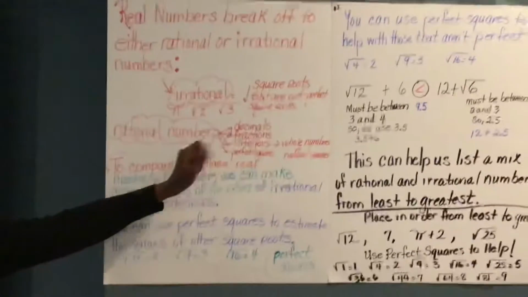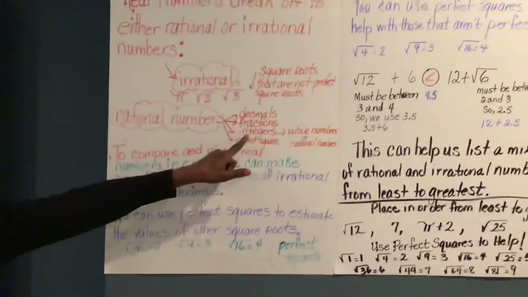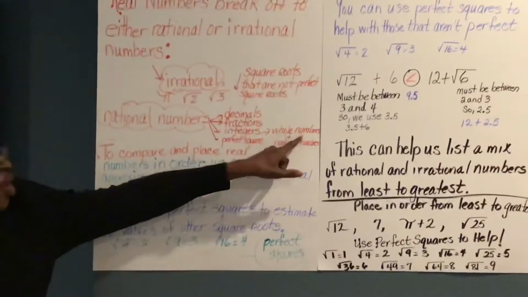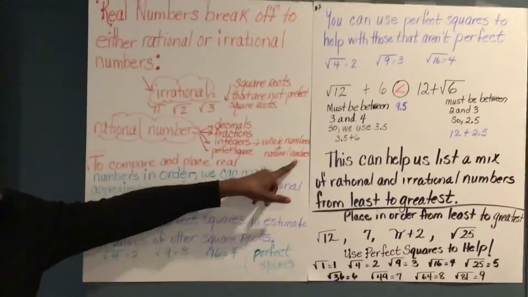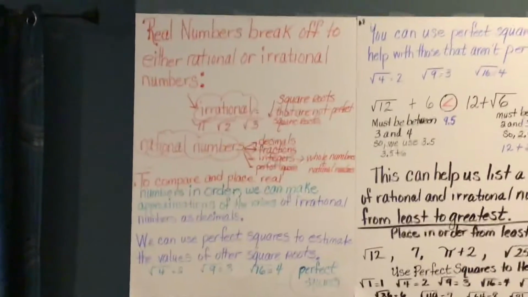Rational numbers can be decimals. Rational numbers can be fractions. Rational numbers can be integers, which are whole numbers, and natural numbers. And natural numbers are perfect squares.